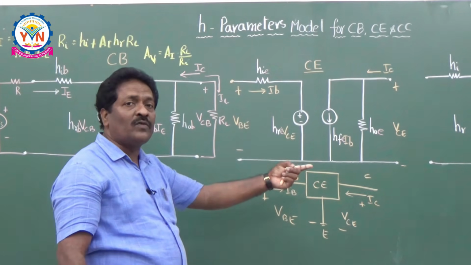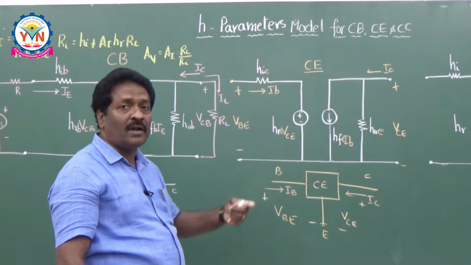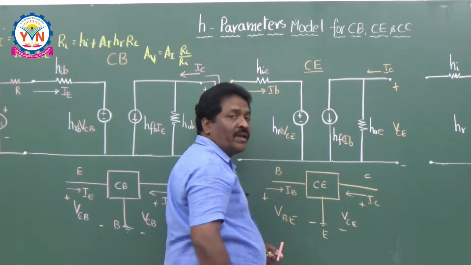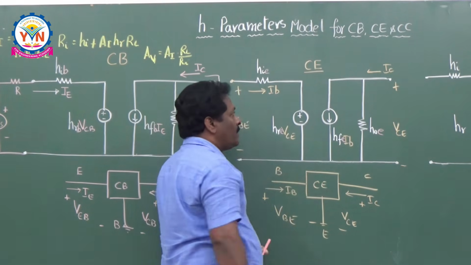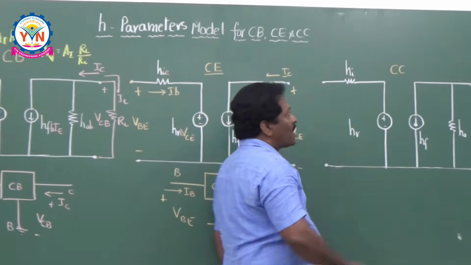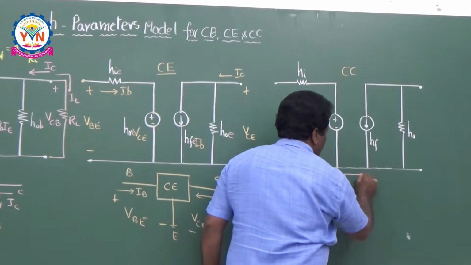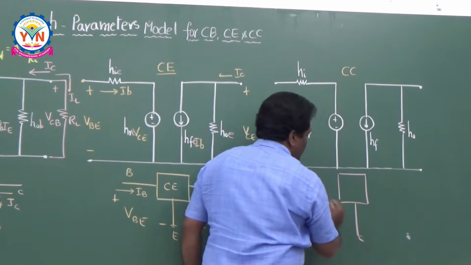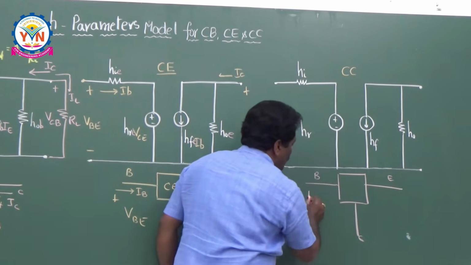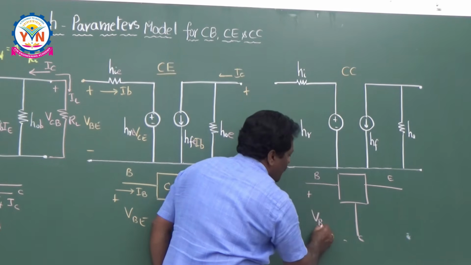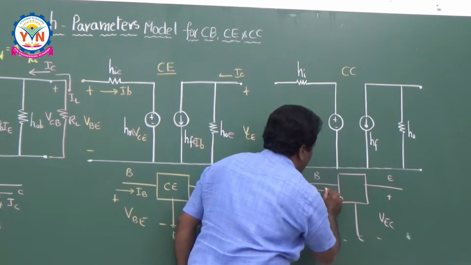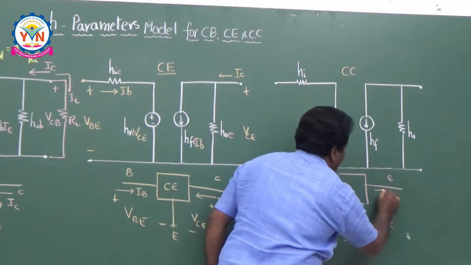In the later stages, we are going to discuss the simplified model also, by avoiding this voltage source and this HOE. So, we will discuss it later. So, exactly like this, for the common collector configuration, collector is common. So, collector is grounded, base is the input and output is emitter. So, input voltage is VBC, output voltage is VEC, and the input current is IB, output current is IE.